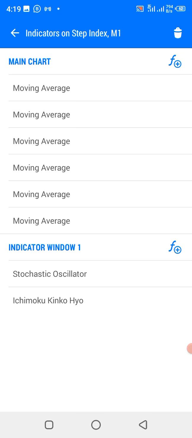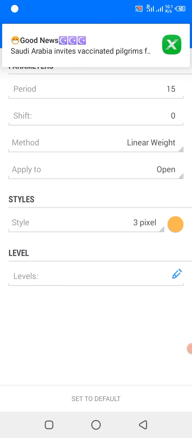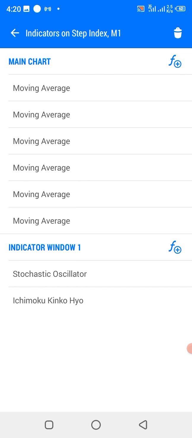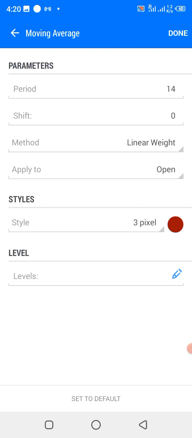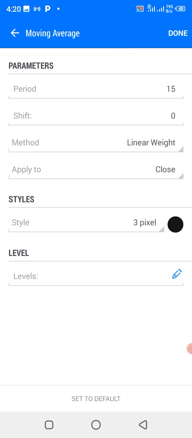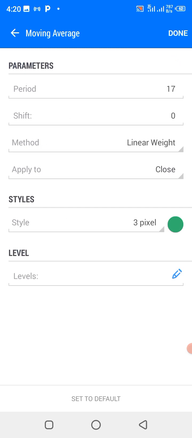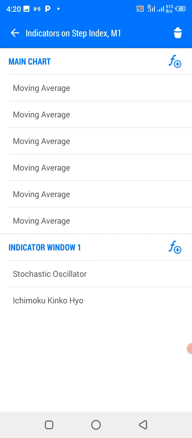These are the indicators that you really need: moving average 15, method linear weight applied to open, style is trapezoid and that color. The next moving average is period of 14, shift is 0, method is linear weight applied to open, style is trapezoid and that color. And the next is linear weight, period is 15, shift 0, method linear weight applied to close, the style is trapezoid and black. And the next moving average is 17, shift is 0, method is linear weight applied to close, style is trapezoid. This is very awesome.